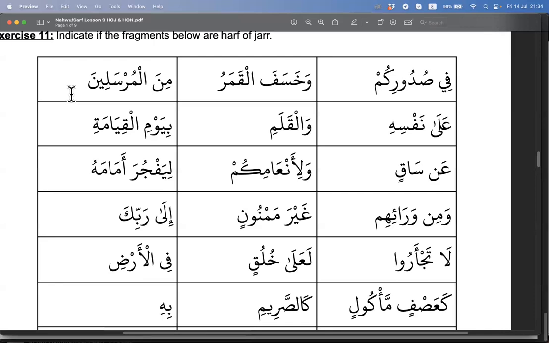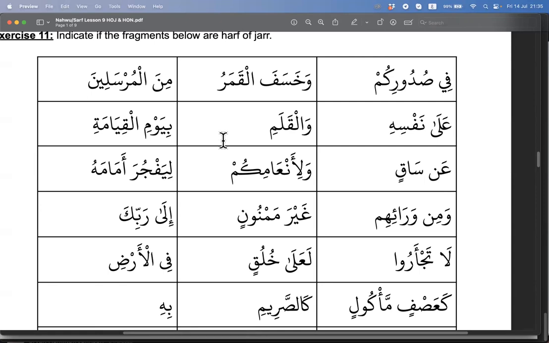Next one. Ala nafsihi. The half of jar is ala. Good. And what about nafsihi? Nafsi and he, it's idafah. Very good. Next one. Wal qalami. What is our half of jar here? The waw, and then al qalam is the majrur. Very good.